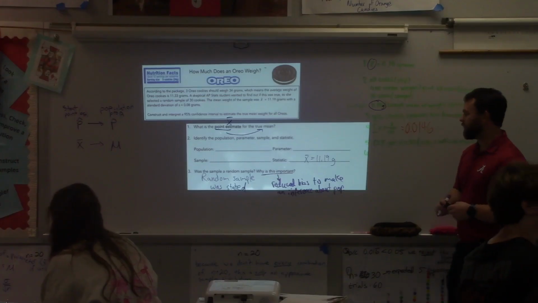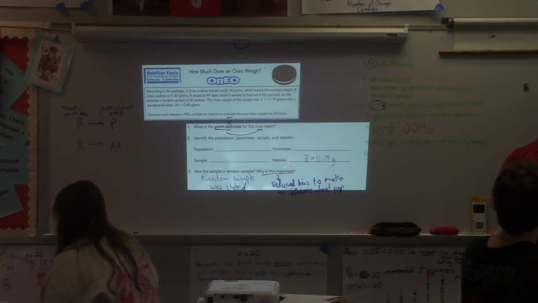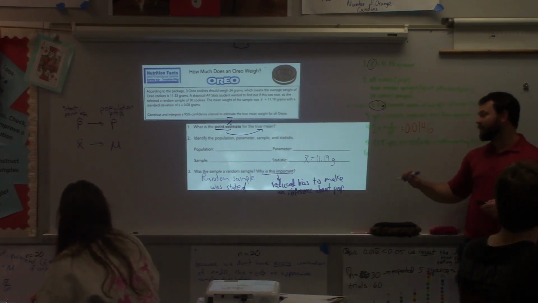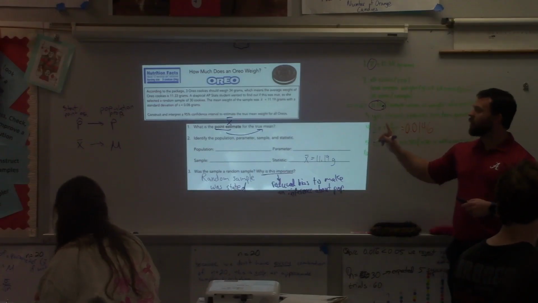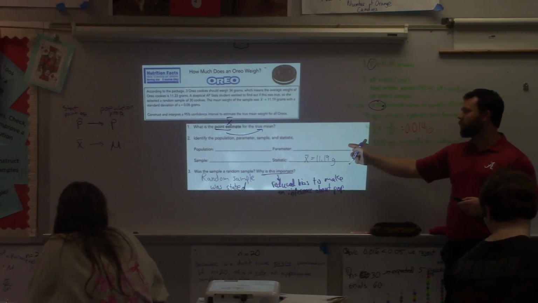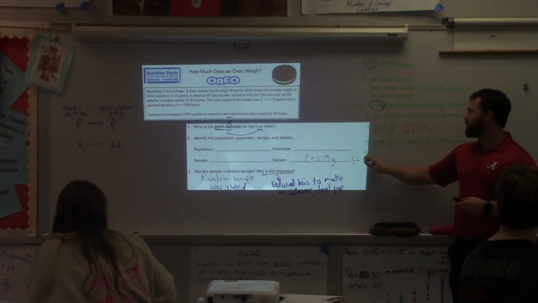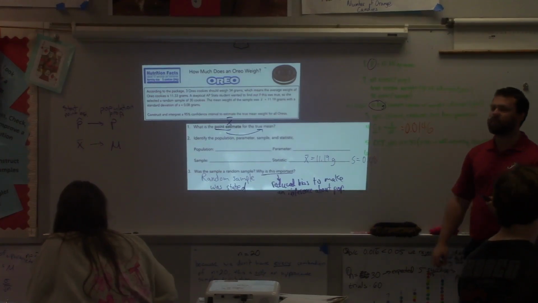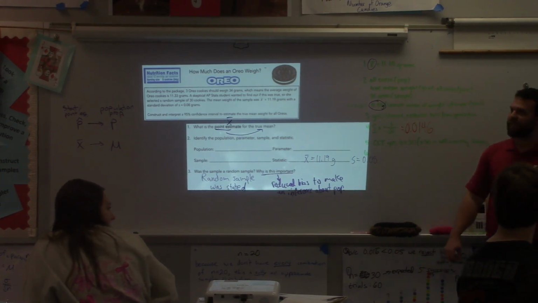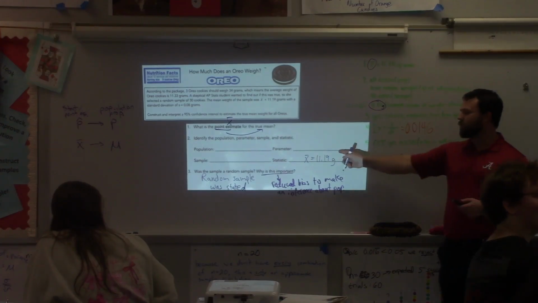Is the statistic not also 0.08? There is a statistic, but if we're trying to estimate the true mean, the statistic to estimate the parameter is X bar. You could definitely include S is equal to 0.08. That is a statistic, and n equals 30. Really, X bar is the one that matters though.